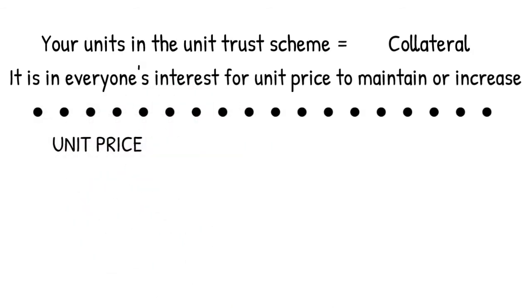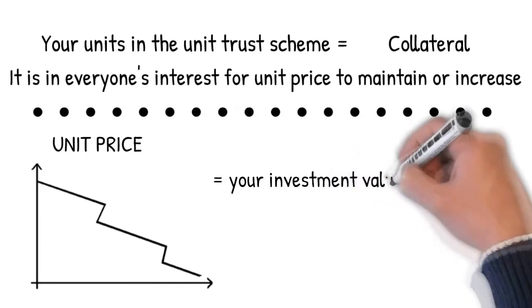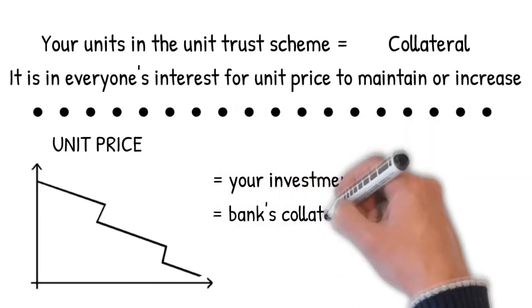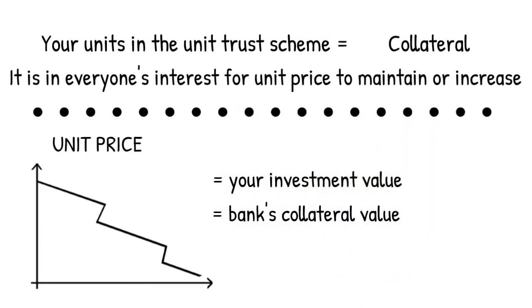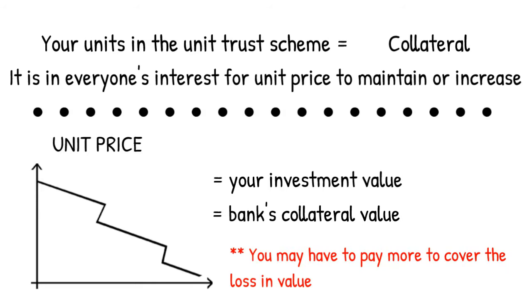If the unit price falls, this means that the value of your investment and, by extension, the value of the bank's collateral also falls. If this happens, the bank may require you to pay more in your installment payments to cover the shortfall in value.